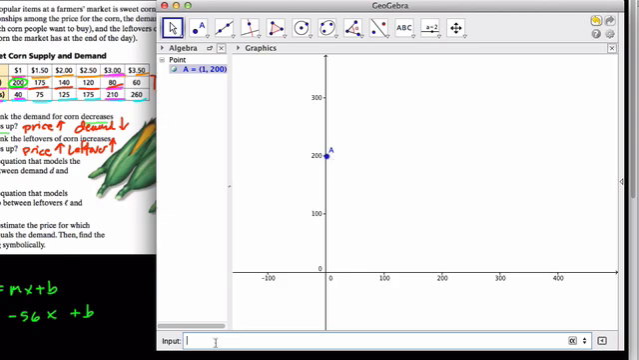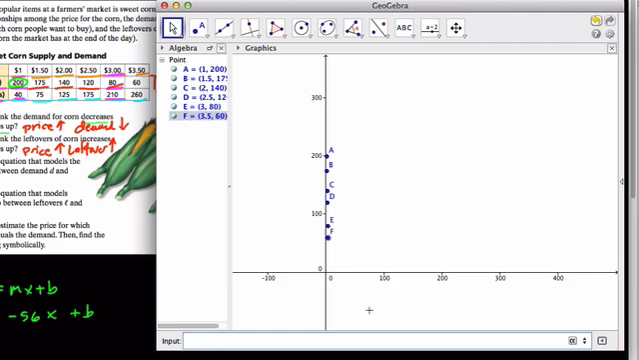And then we can keep going. If my cost is 1.50, my demand is 175. If my cost is $2, my demand is 140. If my cost is 2.50, I'm just plugging these points in, my demand is 120, and we'll finish up. My cost is 3, my demand is 80. Oh, one more, sorry. And if my cost is 3.50, my demand is 60.